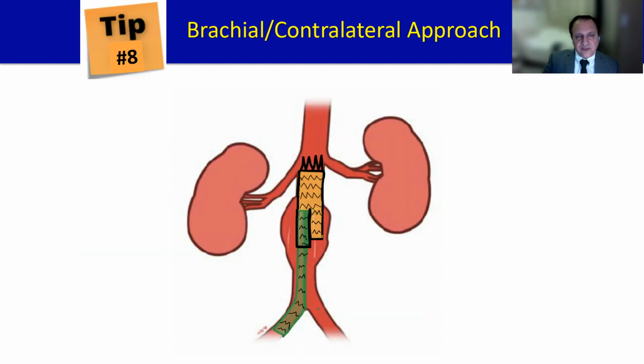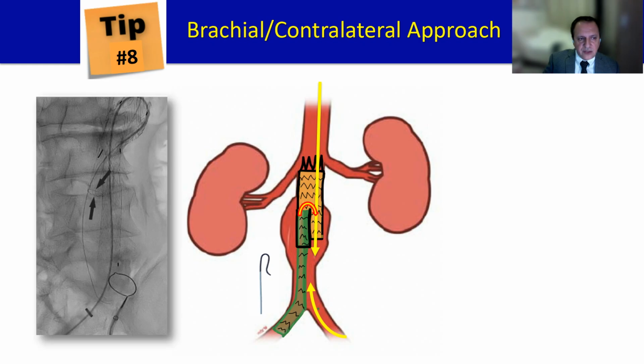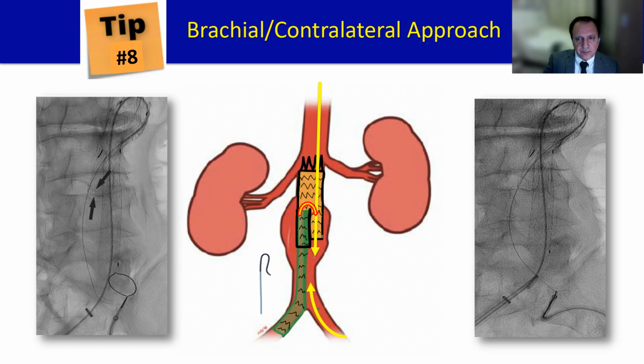The last thing, if you try everything and it doesn't work, the best way is to go from the brachial artery or from the contralateral limb, push your wire down, snare it and pull it down, and then you have wire through and through, and then you deploy your contralateral limb.